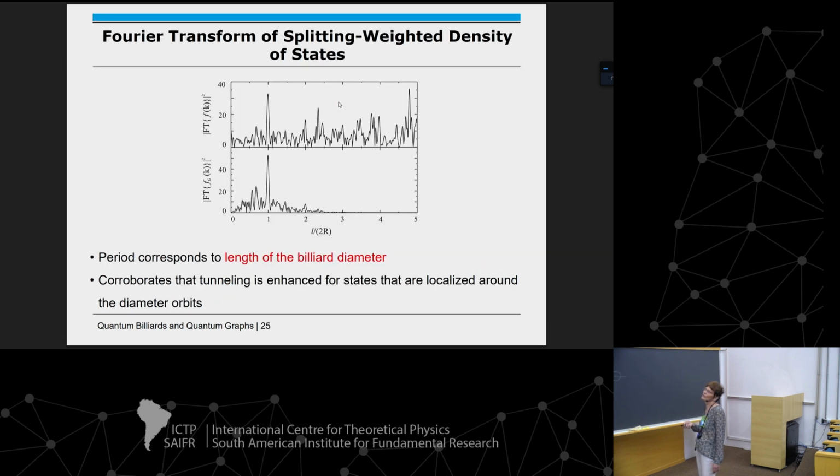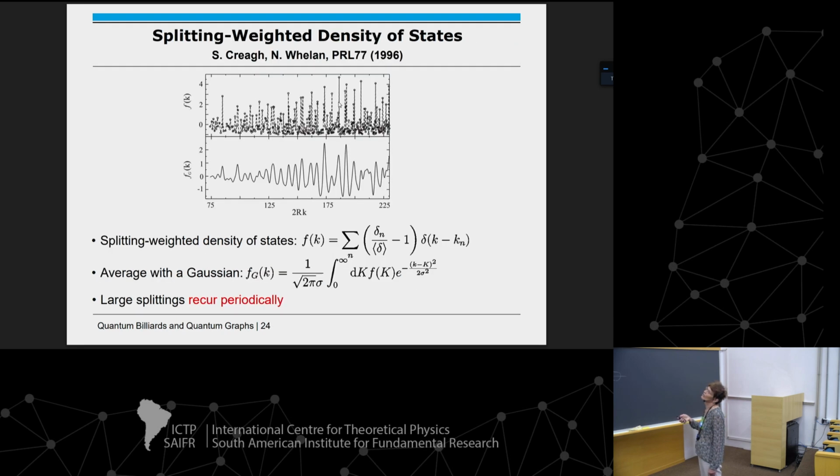This is not so important because I don't have much time left, but maybe I can just show. We were also interested in splitting distributions when we did these experiments, because the splitting distribution gives you information on dynamical tunneling. Here I plotted the splitting weighted density of states. So you have your splittings divided by the average splitting minus 1, times delta of k minus k_n. This is a density of states, and this is the weight of the density of states. And when you plot it, you get something like that.